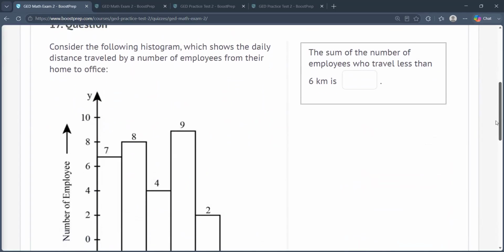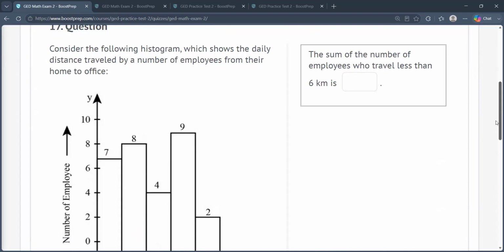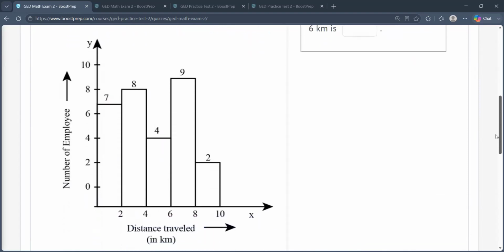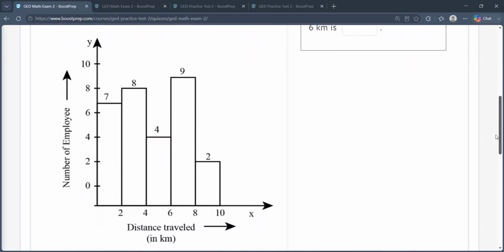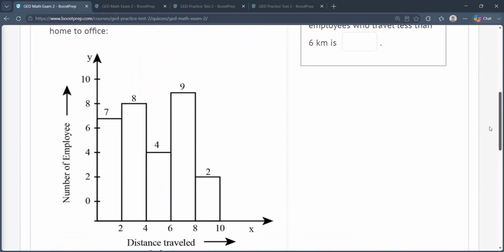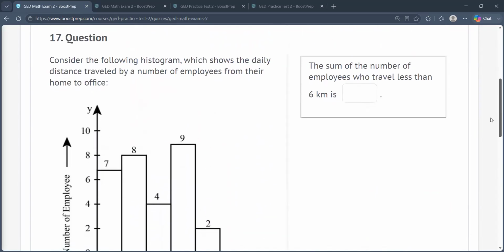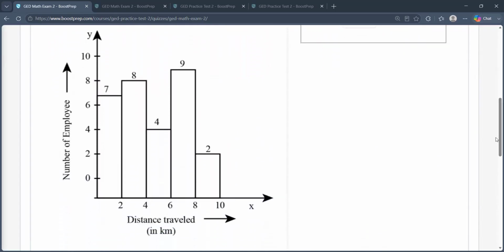Question 17: consider the following histogram, which shows the daily distance traveled by the number of employees from their home to the office. On the x-axis is the distance traveled, and on the y-axis is the number of employees. The question asks for the sum of the number of employees who travel less than 6 kilometers. So we've got to count how many people travel less.